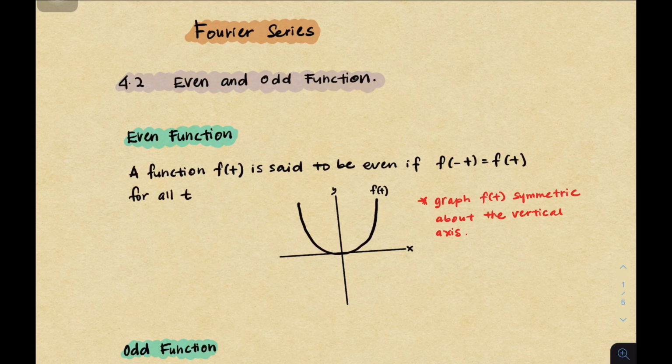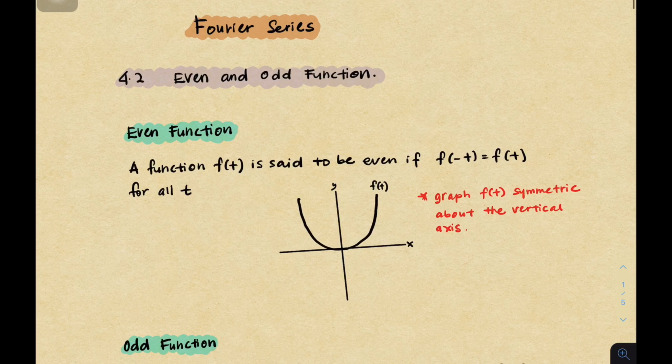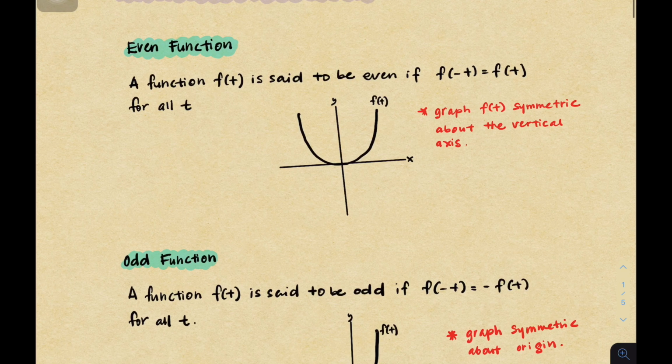Okay, so we will start with the subtopic 4.2 first, which is even and odd function. Then we will go to 4.1, which is the periodic function. So for even and odd function, you have to know three different cases: either it is an even function, or an odd function, or neither even nor odd. Okay, so how to know about even functions?